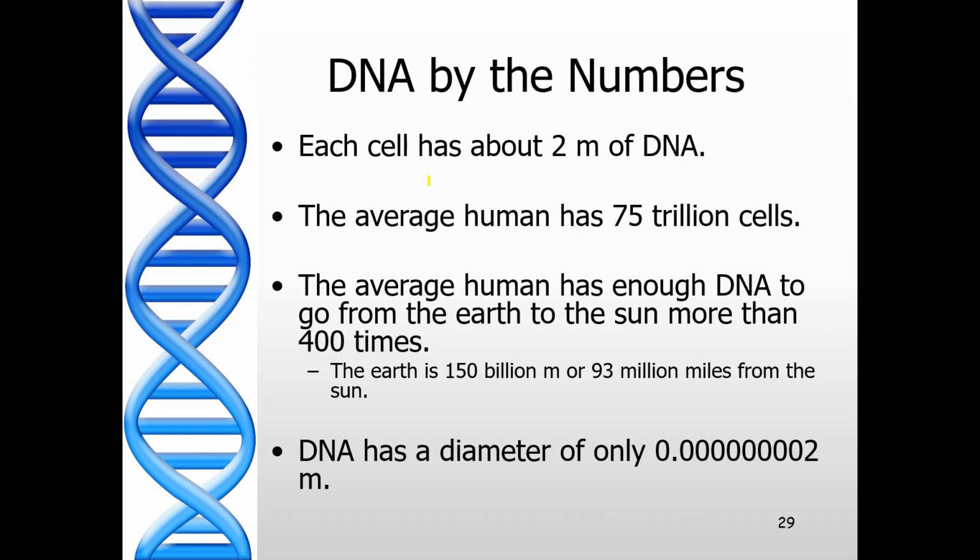Now, this is not something you have to know, okay? This is not something you have to know at all. This is just extra information. But I mentioned earlier that there's about 6 feet of DNA in each cell, or 2 meters of DNA. We have about 75 trillion cells in the human body. And so if we were to take all of our DNA and stretch it out, we could go from the Earth to the Sun more than 400 times.